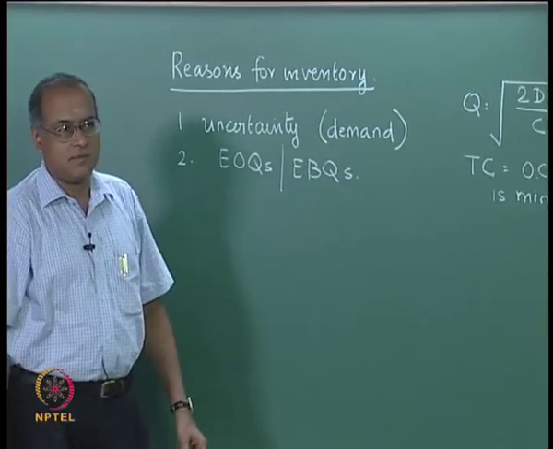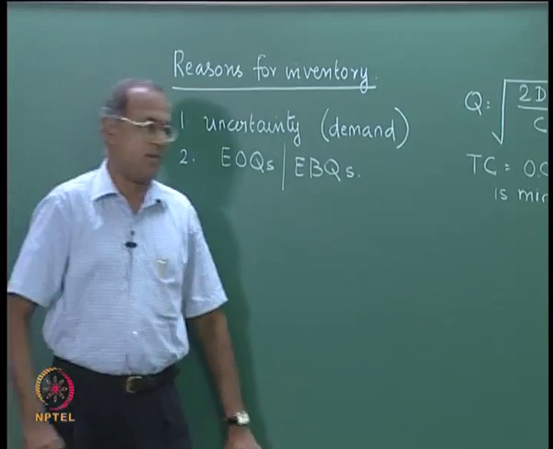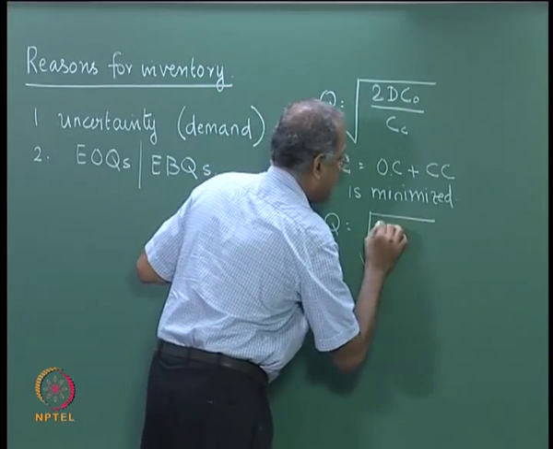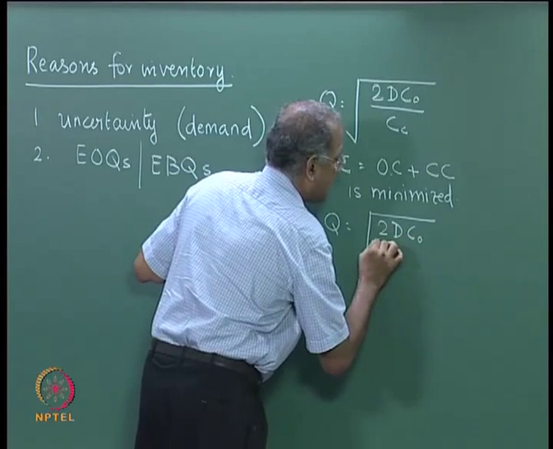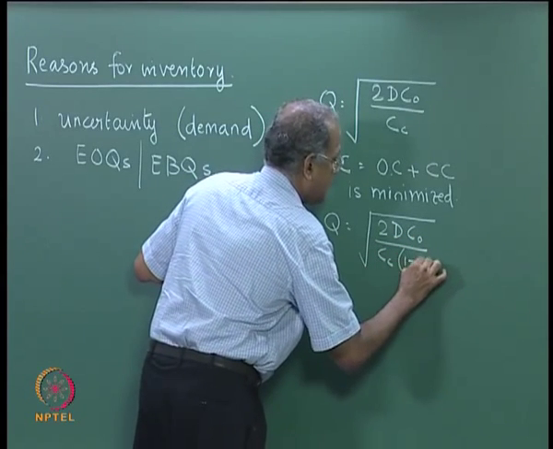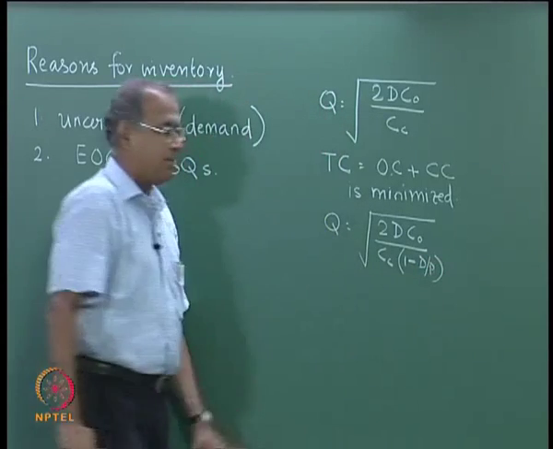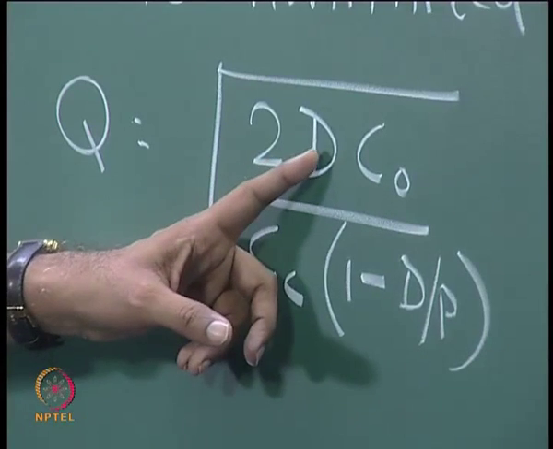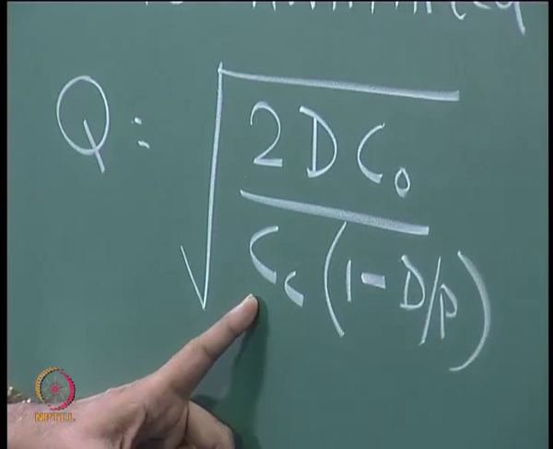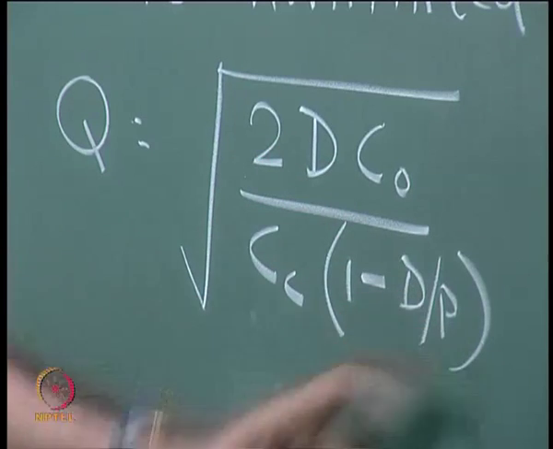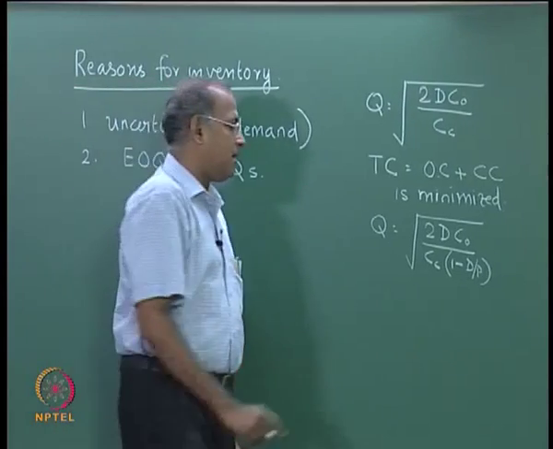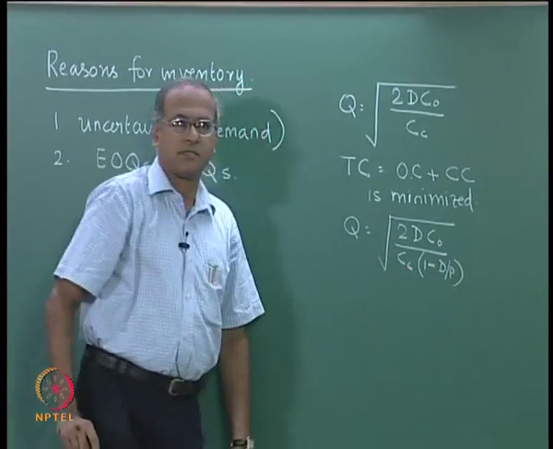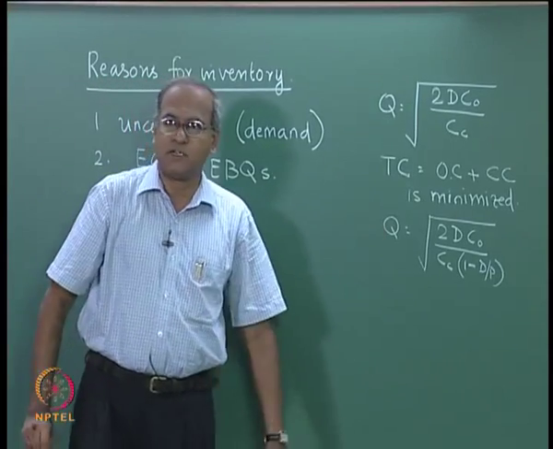In a similar manner, the economic batch quantity formula, in consistent notation, will become 2 D C naught by C C into 1 minus D by P, where C naught now is the setup cost here, D is the demand, C C is the inventory holding cost, this is the same demand here, and P is the production capacity. So, D by P is a fraction less than 1, so that 1 minus D by P is positive, and we get a positive number here.